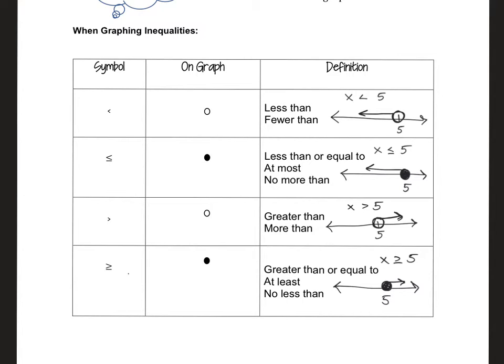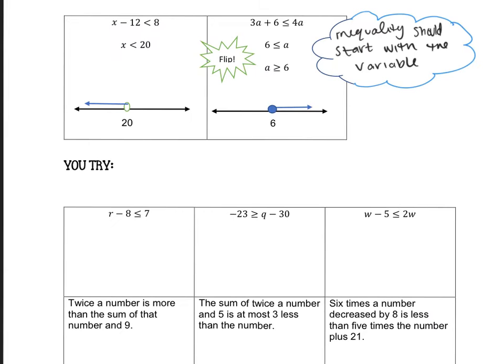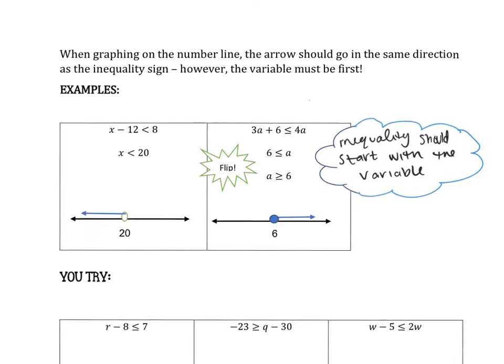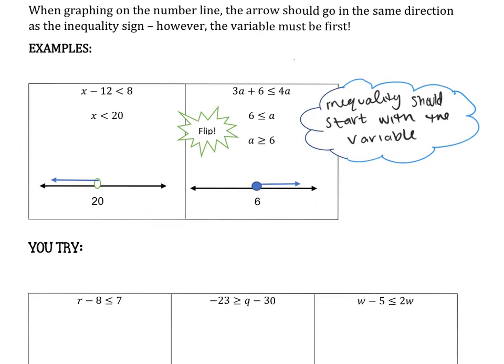So this is all stuff you've done before and seen before, and I think even some of this solving might be familiar. So when you're solving an inequality, you're doing the same thing that you do when you solve an equation. So in this first example, the inequality said x minus 12 is less than 8. So we add 12 to both sides, and we end up with x is less than 20. So on the number line, we have an open circle at 20, and the arrow points to the left.